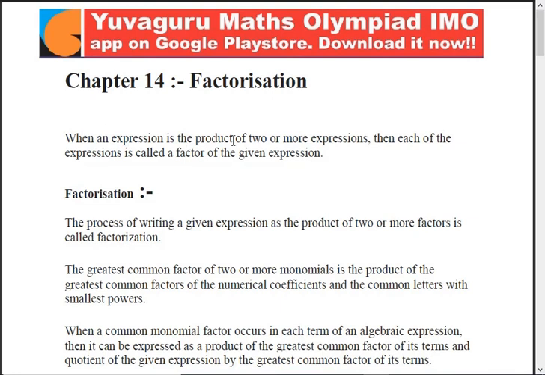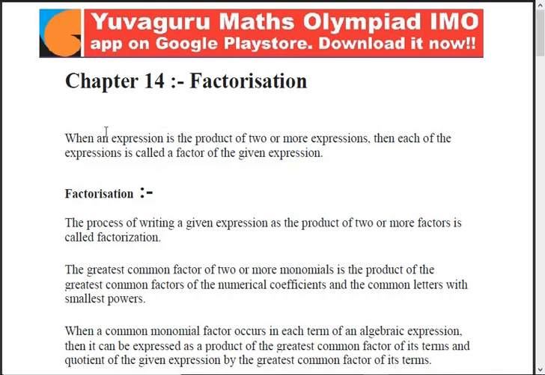When an expression is a product of two or more expressions, then each of the expressions is called a factor of the given expression, right? Forget the word expression for now. If a number 10 is a product of two or more numbers, meaning 2 into 5, then each of the numbers 2 and 5 is called a factor of 10, right?